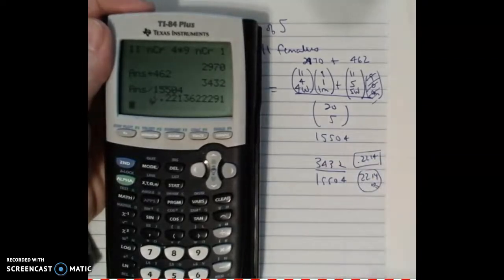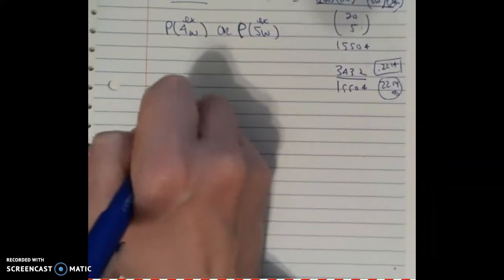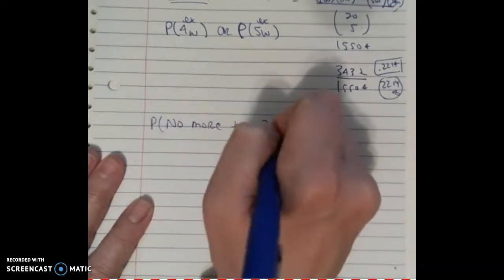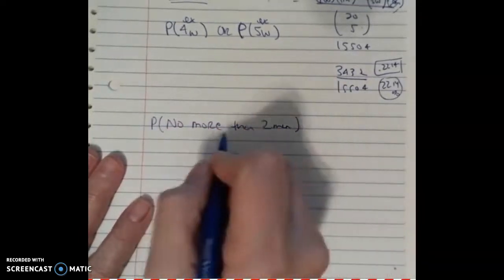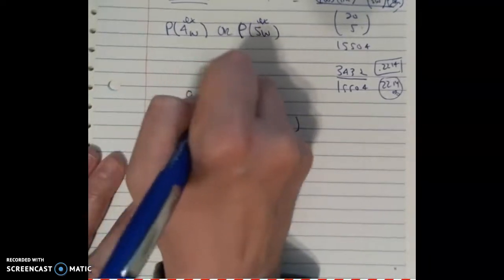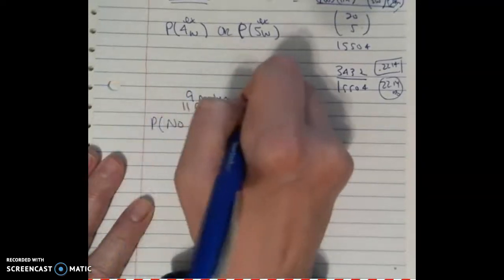Okay, so right there. All right, and then the last one I had written down earlier was the probability of no more than 2 men. Okay, so I want no more, but again, I'm still picking 5, and I still have 9 males in this group of people to choose from, 11 females, and I'm just picking 5.